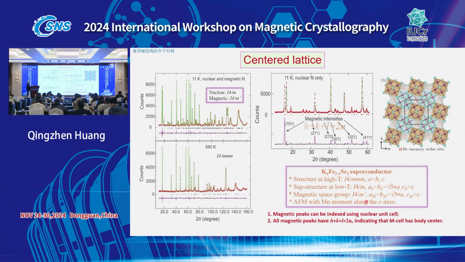It's antiferromagnetic. So from here, you can see all of the magnetic peaks are independent. The group-independent magnetic peaks have the same lattice as the nuclear lattice. For all the HKL, H plus K plus L equals N, it's even. So we know the magnetic peak has the same lattice as the nuclear unit structure. It's the body center.